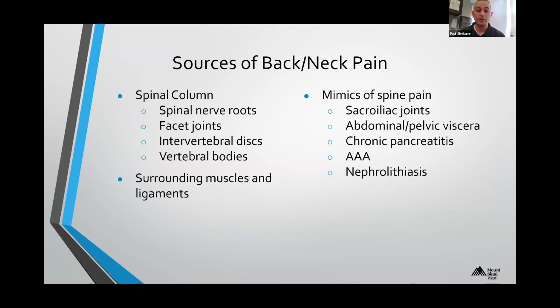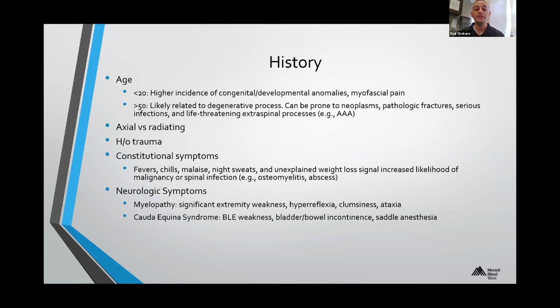Your history is very important when you're working up neck and low back pain. In somebody who is young, you're obviously going to have more of an incidence of myofascial pains or muscular pains. In the older population, as we age, we have more degeneration with the discs and with the facet joints. You also have to keep in mind that their pain could be related to neoplasms, pathological fractures related to osteoporosis, infection, or some other life-threatening extraspinal process, like we mentioned before, abdominal aortic aneurysms.